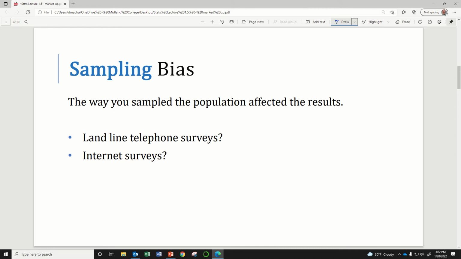So sampling bias is when the way that you chose to sample the population affected the results. In other words, you didn't do a very good, truly random sample of your population. That might result in sampling bias. Now, you don't see very many residential landline telephones anymore. They've pretty much gone out of style. Most people no longer have a home phone. Like, I don't actually have a home phone, I just have a cell phone.